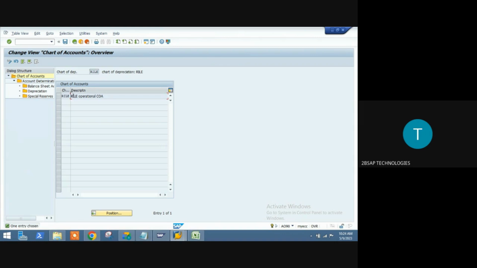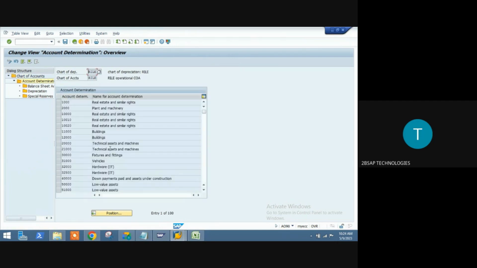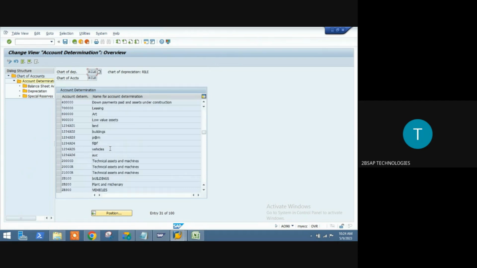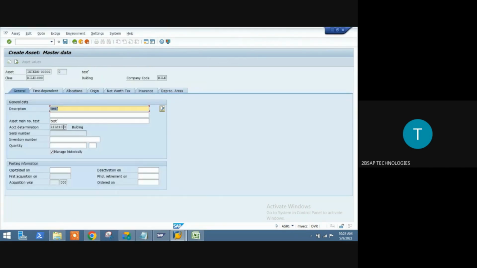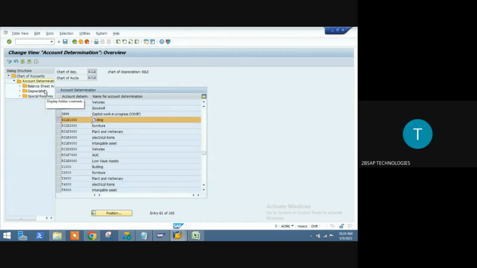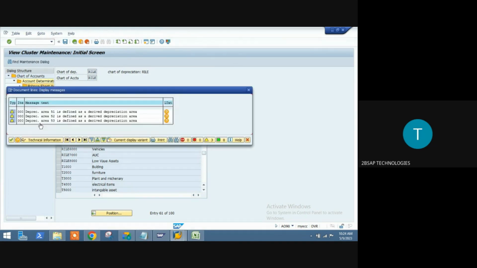Here, this is your chart of accounts, RILE 1000. This is your account determination. Here you can see, you need to update your balance sheet accounts. You need to update your depreciation accounts. And also, you go to balance sheet accounts.